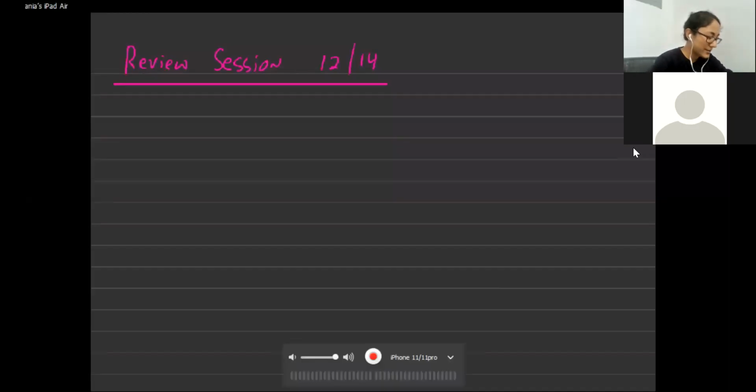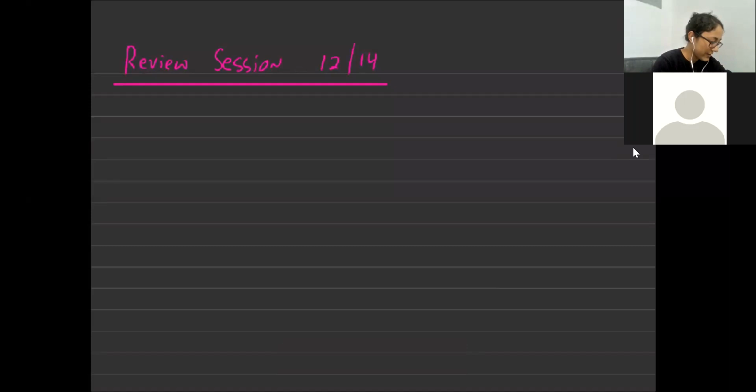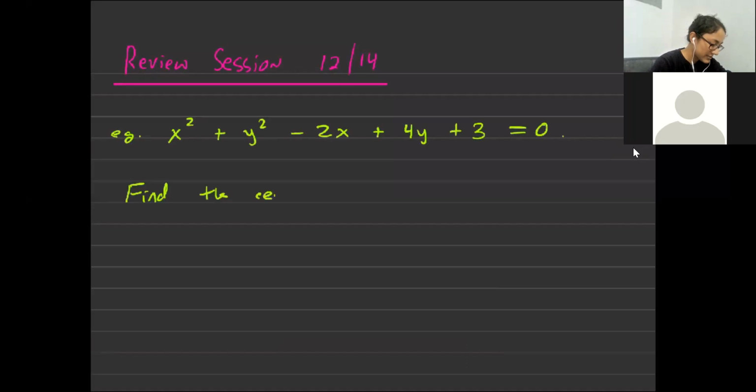Okay, so we're going to find the center and radius of this circle. Say you have x squared plus y squared minus 2x plus 4y plus 3 equals 0, and we want to find the center and radius.